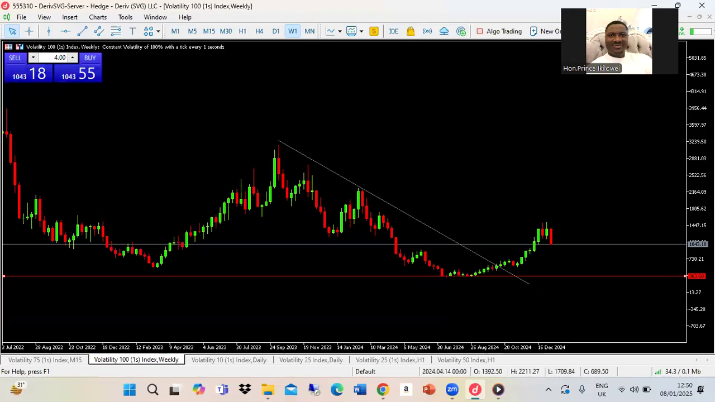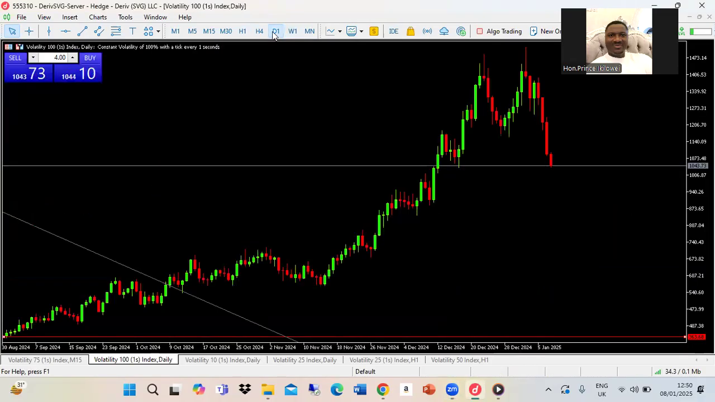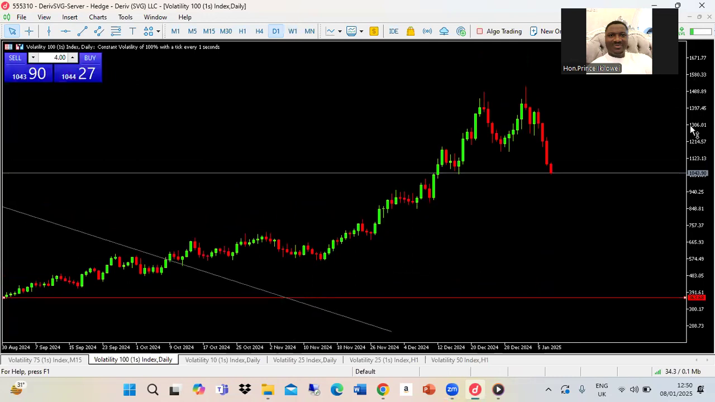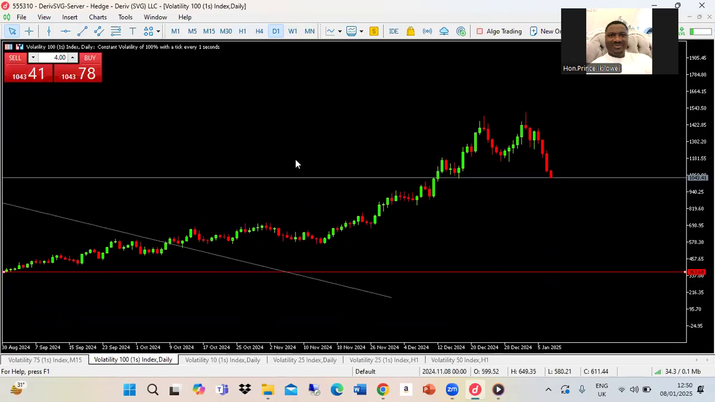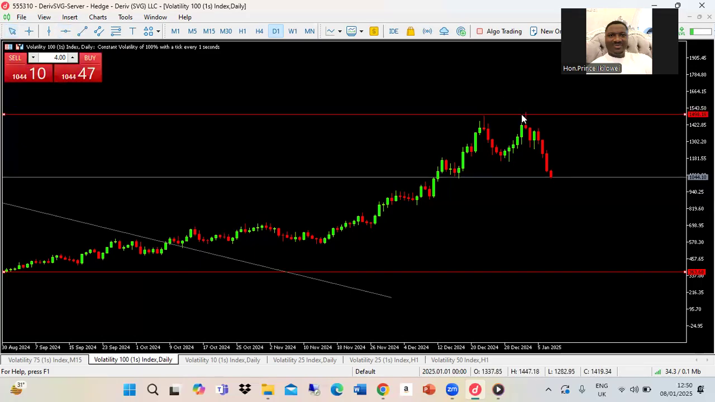So let's do the daily time frame and see what the daily shows. Because if you look at the weekly, sometimes you may not take a trade. If you look at only the weekly time frame, you may not even trade for that month. So this is the daily time frame that is showing us. Now, look at what, according to the daily, the market did: what they call a double top.